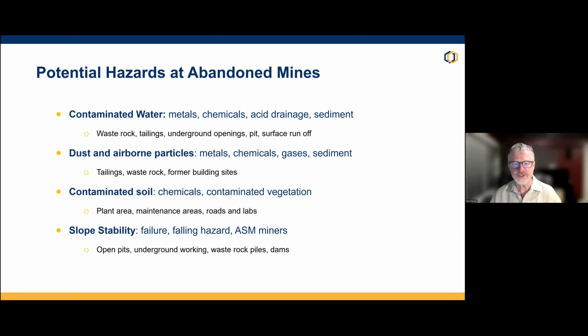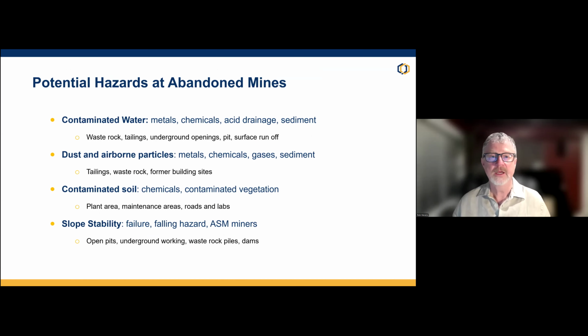So let's take a look at the hazards first. This is one of the first key parts that we're going to want to look at. And when we go through the tool, you'll see these same types of hazards will come up again. So contaminated water, that's an obvious one. It could be contaminated with a number of different chemicals, metals, even just sediment is contaminated water. And that might be coming from things like waste rock or tailings, underground openings, surface runoff, a number of potential sources for contaminated water. Dust and airborne particles is another one, which again can be metals, gases, sediment, and often coming off of any exposed rock or sediments at that site.